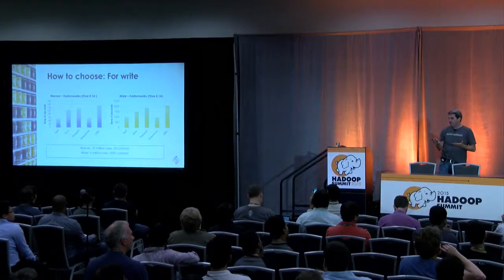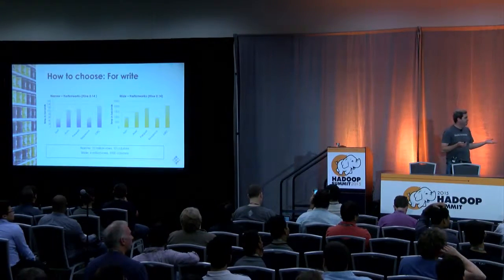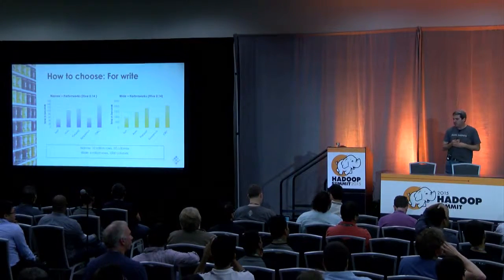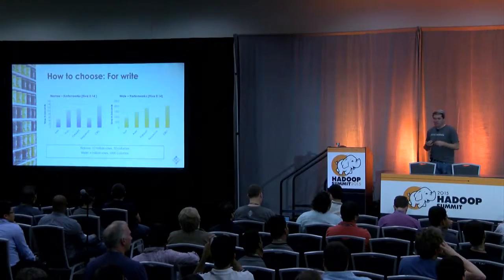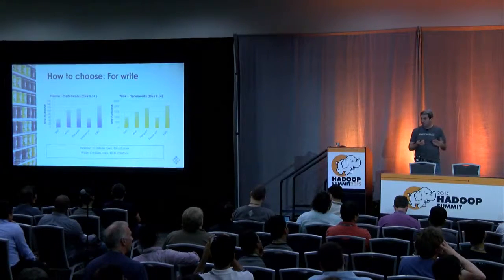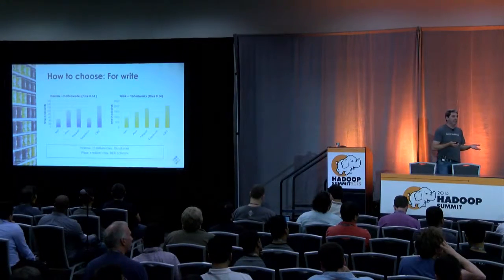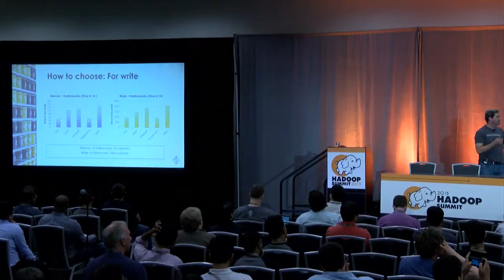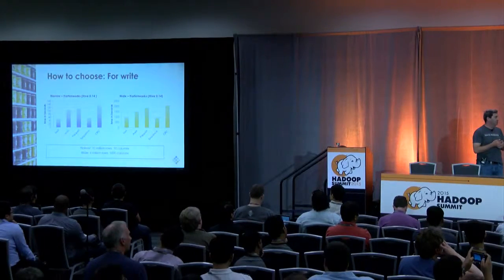So we look at the wide data set, text and sequence files, they were the fastest ones to write to. And that's what I would expect. And then obviously Avro is a little bit behind that because it's doing some serialization and has the schema in it. And then we look at Parquet and ORC, because of columnar, it takes longer to load.